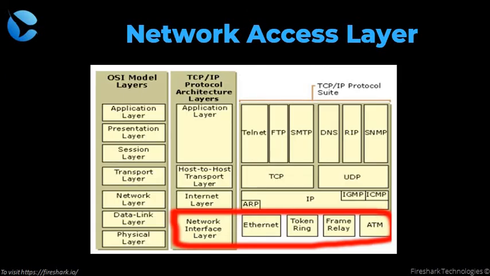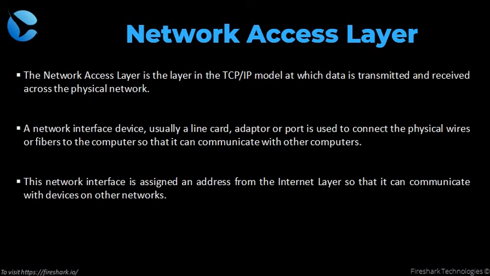This shows how the network layer encompasses the data link layer and physical layer of the OSI model. Note that the internet layer does not take advantage of sequencing and acknowledgement services that might be present in the data link layer. An unreliable network interface layer is assumed, and reliable communication through session establishment and sequencing and acknowledgement of packets is the responsibility of the transport layer. The network access layer is the layer in the TCP/IP model at which data is transmitted and received across the physical network.